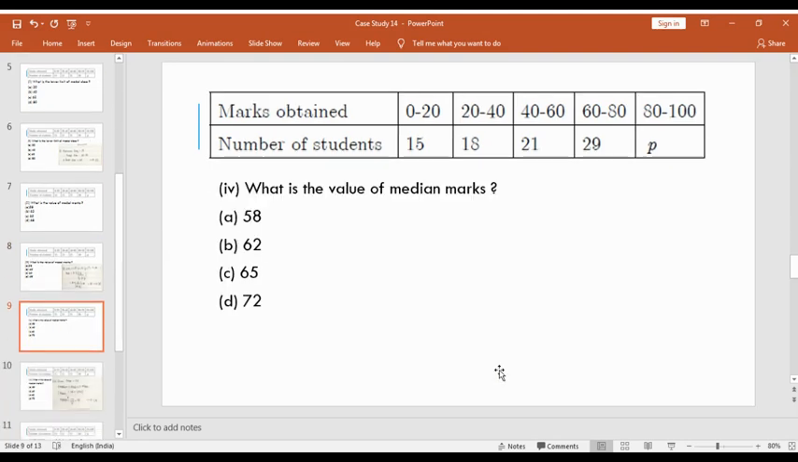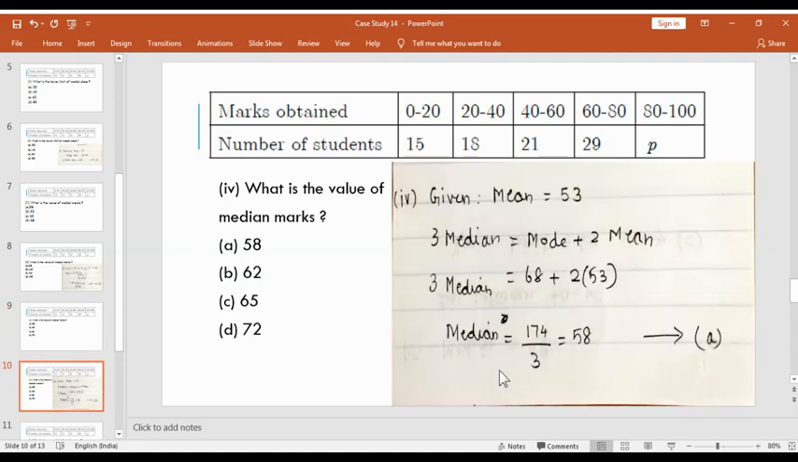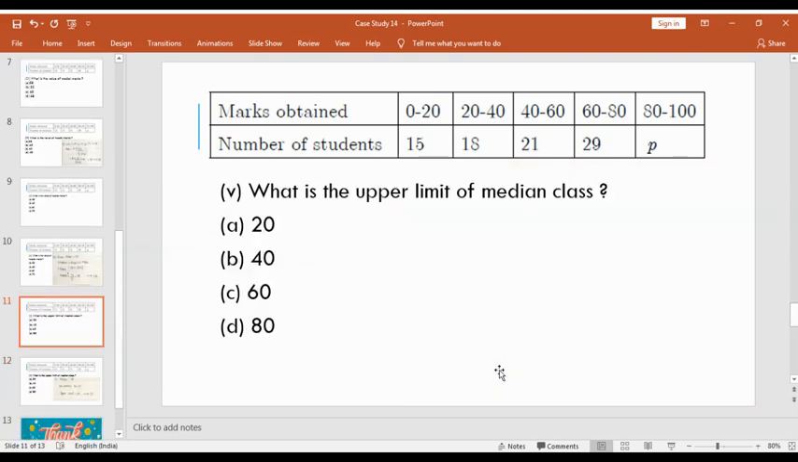That's the third subdivision. Fourth subdivision, what is the value of median marks? Now, if you're going to calculate the median marks, you have to find what is the cumulative frequency and you have to follow the procedure. Instead of that, I'll give you a shortcut. Since you know what is mean and you have calculated the mode also, let's use the empirical formula, which is 3 times of median equal to mode plus 2 times of mean. So you know what's the mean given in the question 53. You calculate what's the mode, which is 68. Put that in the formula, you will get what is median. Median is 58. So the right option will be option A.